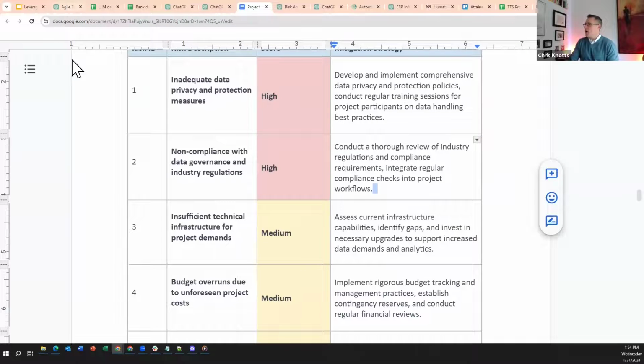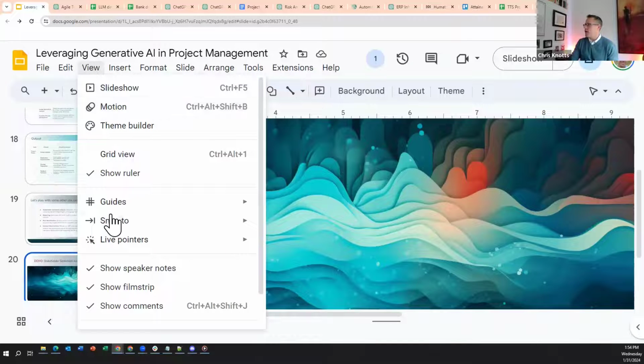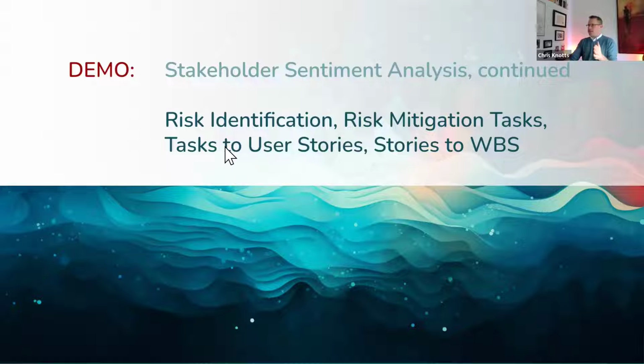So that's that. I want to go back now. That's sentiment analysis, but we've done a little bit more than just sentiment analysis. We've gone from sentiment analysis through to some risk identification. Now I want to continue along the same track to look at some ways we might use generative AI to help us with risk mitigation, and maybe even decompose some of the tasks that would be needed to mitigate the risks, all the way down through user stories into a WBS. I'll show you a little bit about that here.